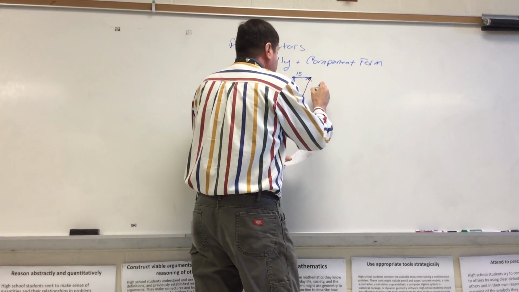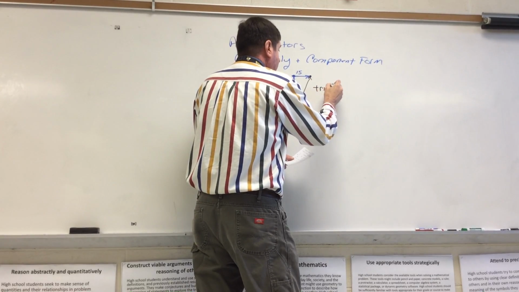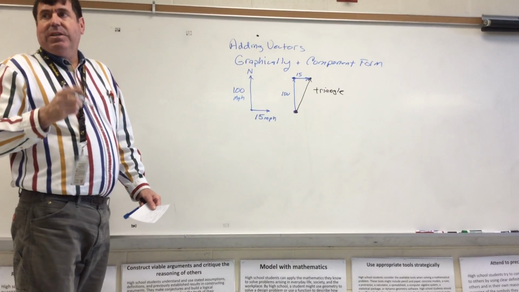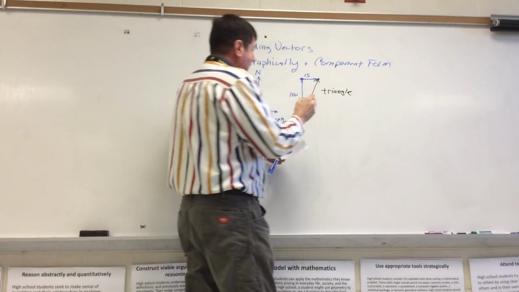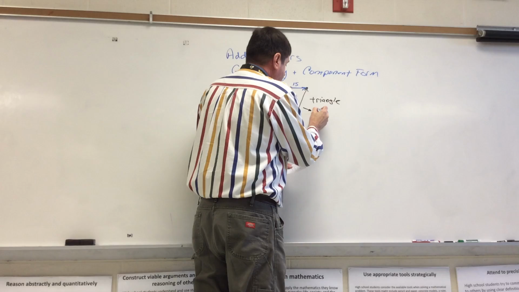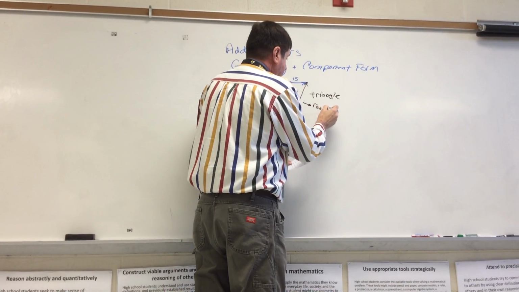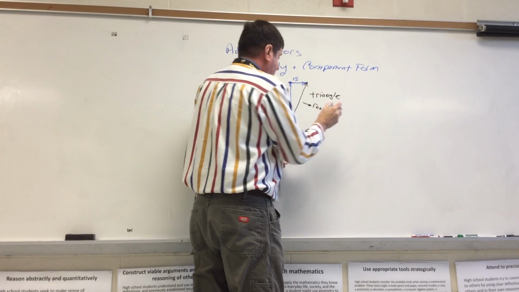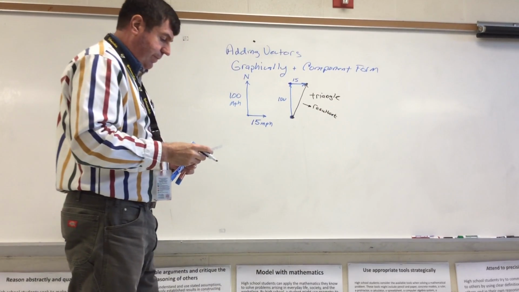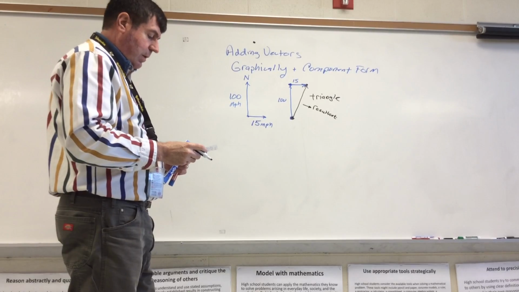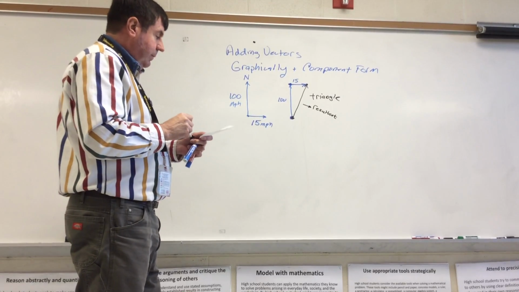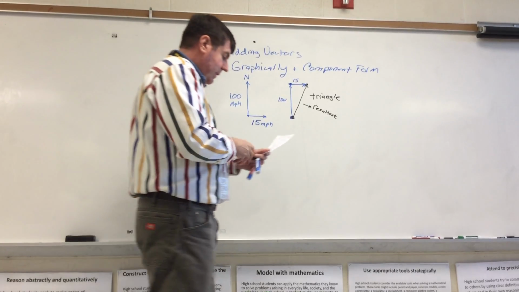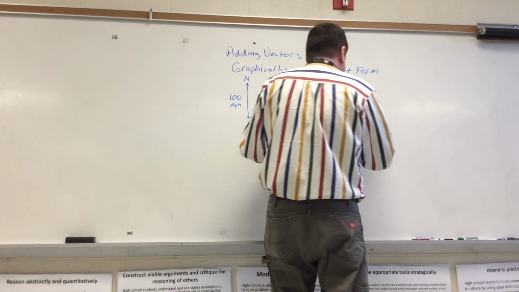Now, this is called the triangle method. Okay. And the black is called the resultant. This little thing is a resultant. Okay, pretty easy, right? Okay, I told you it was easy. All right, now let's do another method.